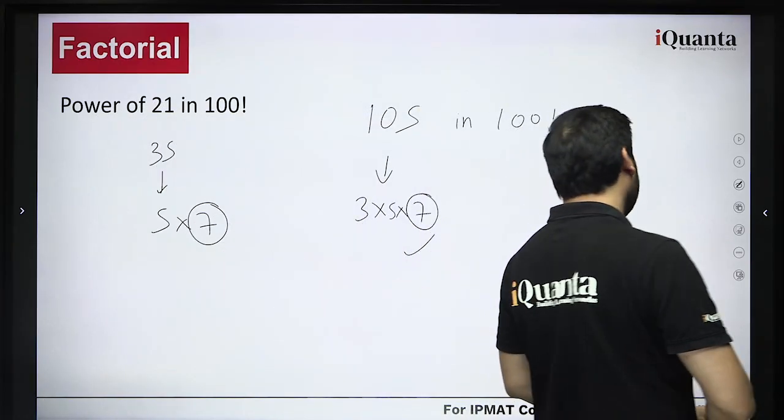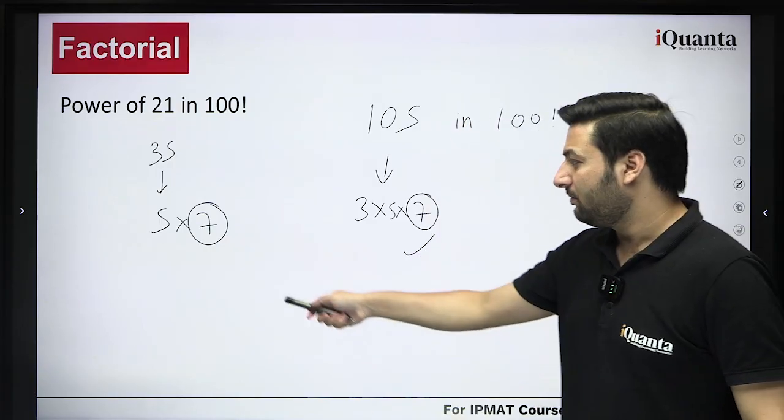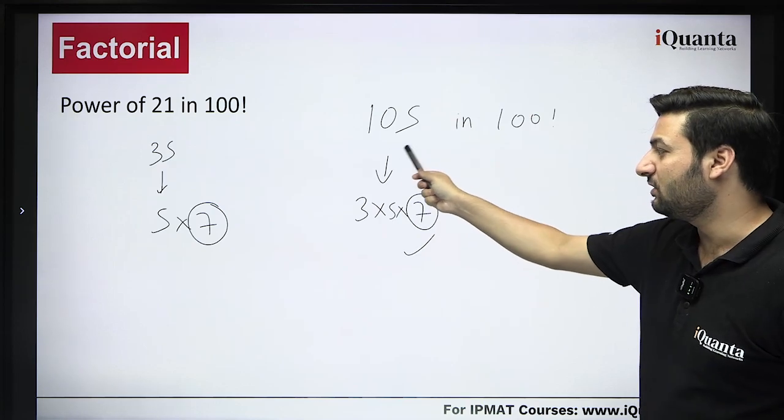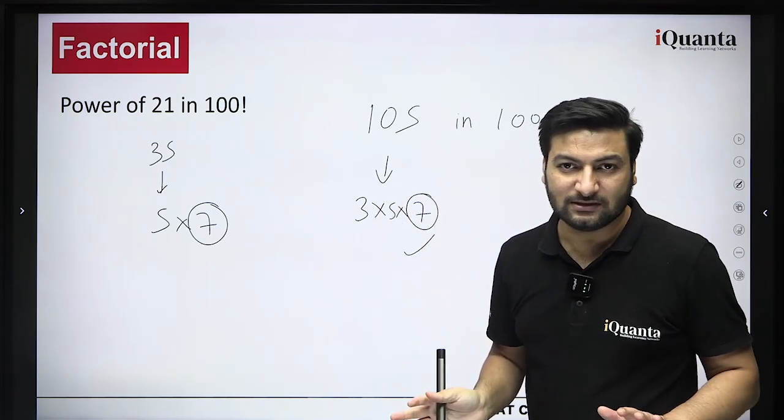This is the concept of limiting prime. It becomes the limiting prime. It puts a limit to the power of 7 that can occur in 100 factorial. This prime puts the limit to the power of 7 that can occur in 100 factorial. So, I hope this is clear.